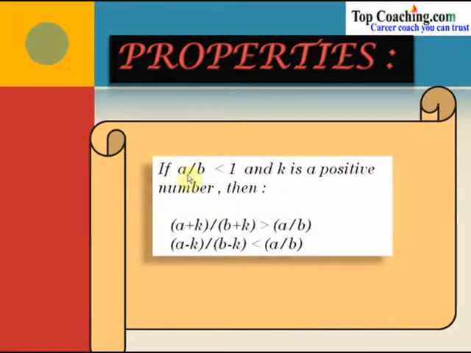Now if a by b is less than 1, that is the ratio is less than 1 or a is less than b, then for any positive number k, a plus k divided by b plus k would be greater than a by b, and a minus k divided by b minus k would always be less than a by b.